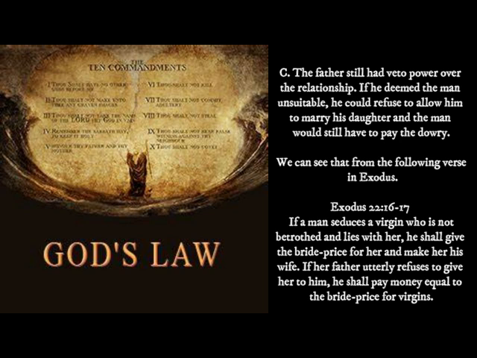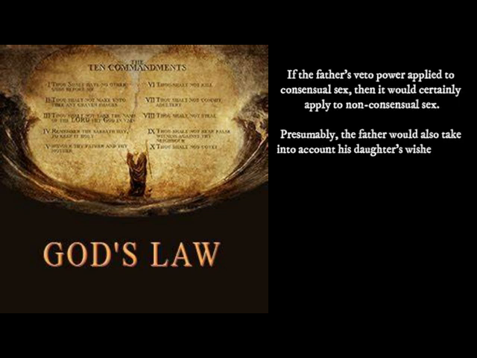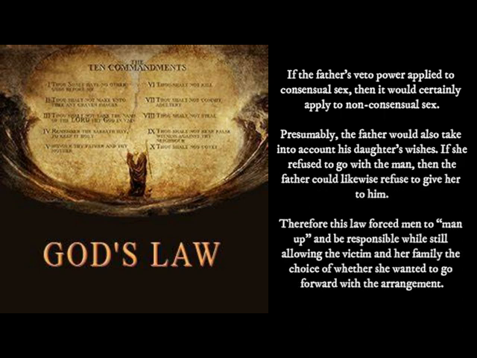Exodus 22:16-17. If a man seduces a virgin who is not betrothed and lies with her, he shall give the bride price for her and make her his wife. If her father utterly refuses to give her to him, he shall pay money equal to the bride price for virgins. If the father's veto power applied to consensual sex, then it would certainly apply to non-consensual sex.